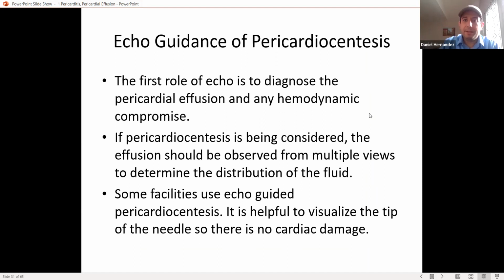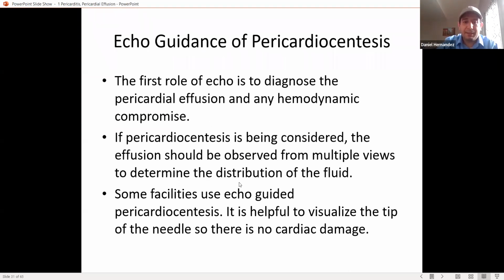So, echo guidance for pericardiocentesis. Again, our first role is to diagnose the pericardial effusion and any hemodynamic compromise. If pericardiocentesis is being considered, the effusion should be observed from multiple views to determine the distribution of the fluid. So we want to find the largest pocket that's going to be the most easily accessible.